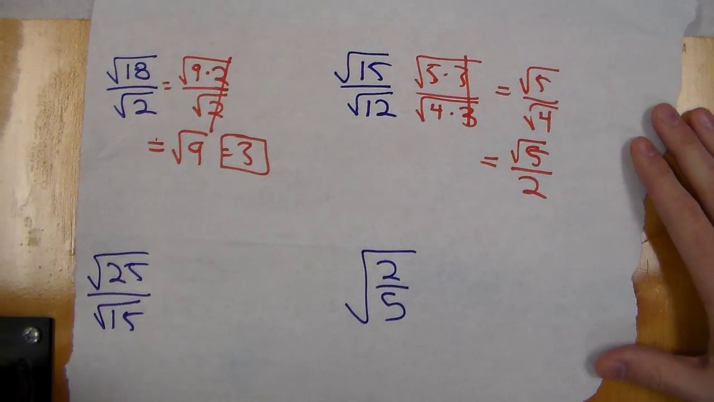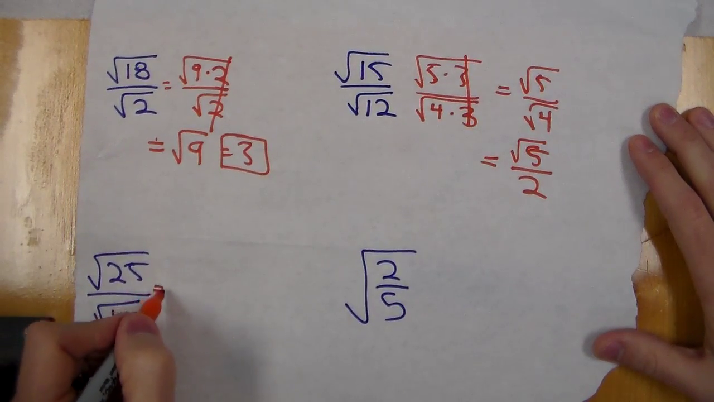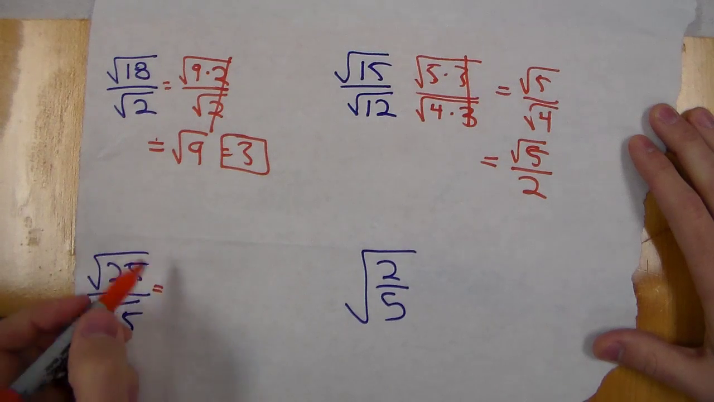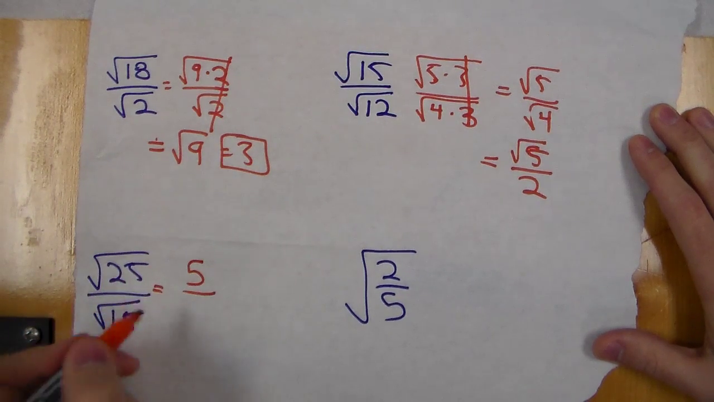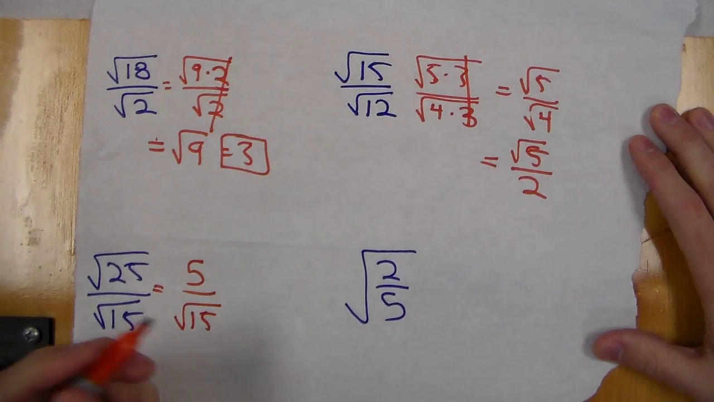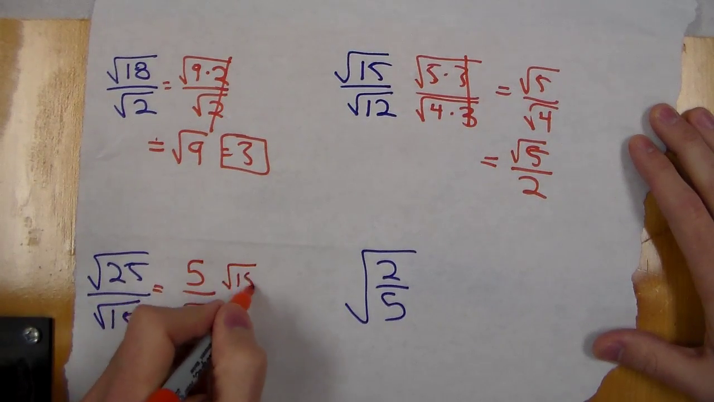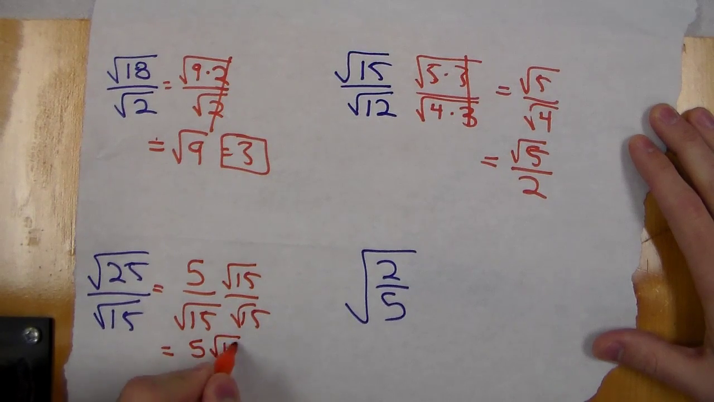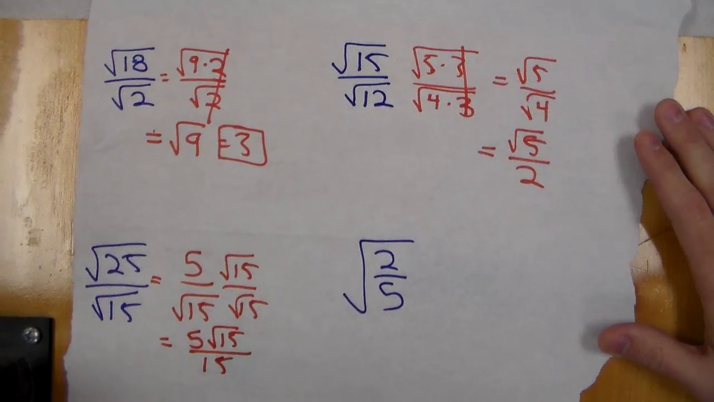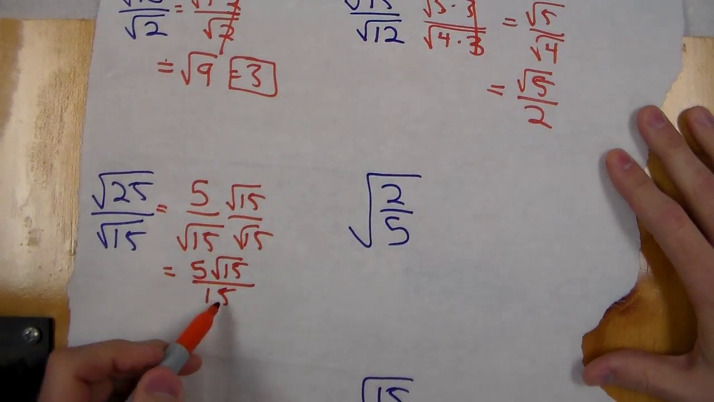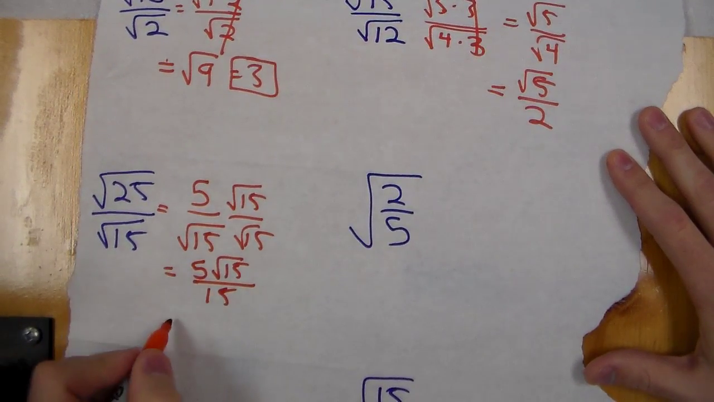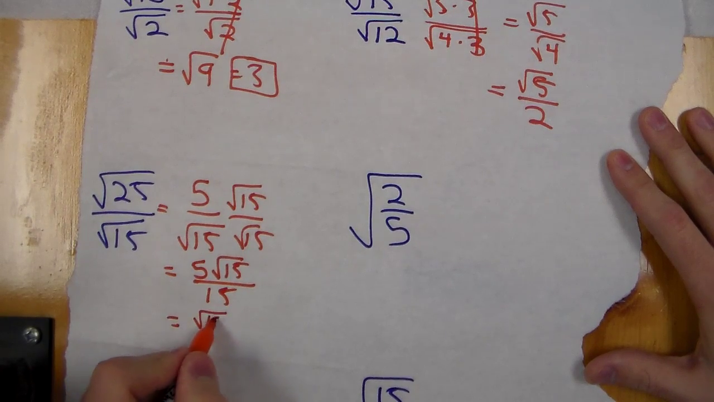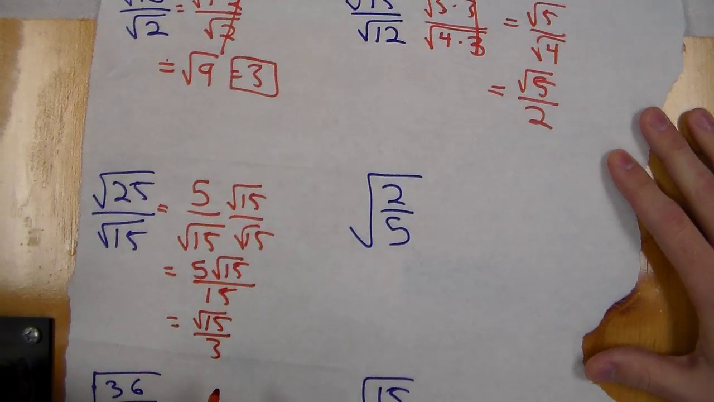What if we then had square root of 25 over 15? 25 is 5, and then the square root of 15 on the bottom. In this case, we do need to rationalize. Multiply top and bottom by root 15, and we get 5 root 15, and the bottom is 15. We're not done yet, though. We need to keep simplifying because 5 and 15 are both rational numbers. They do reduce. We can divide them both by 5, and we get root 15 over 3.